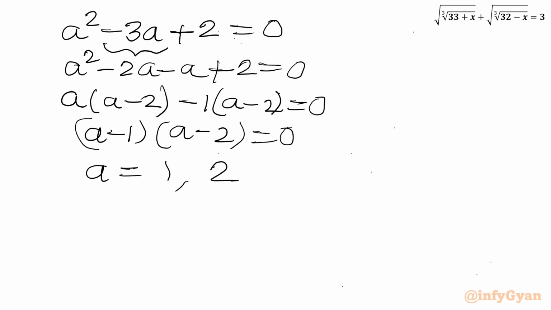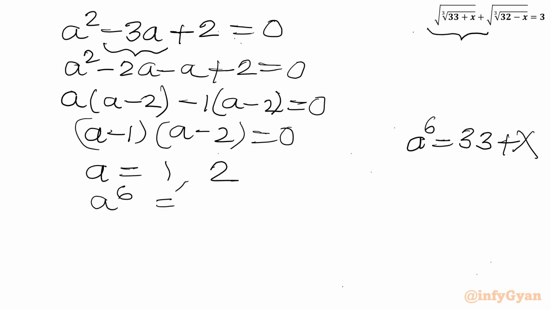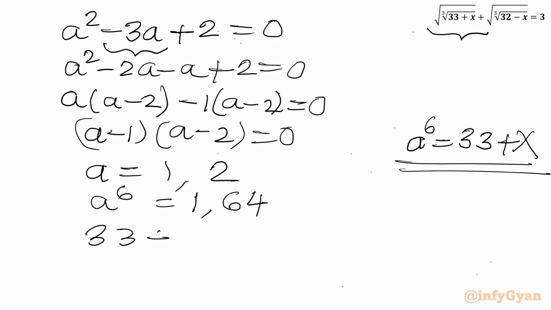Now the question is, what was A? A was our substitution. This was our A. So I will be writing here A power 6, which was equal to 33 plus X. So I will be calculating A power 6 from here. A power 6 will be 1 power 6, 1, and 2 power 6, 64. Now I will write our substitution. So 33 plus X equal to 1 and 64.